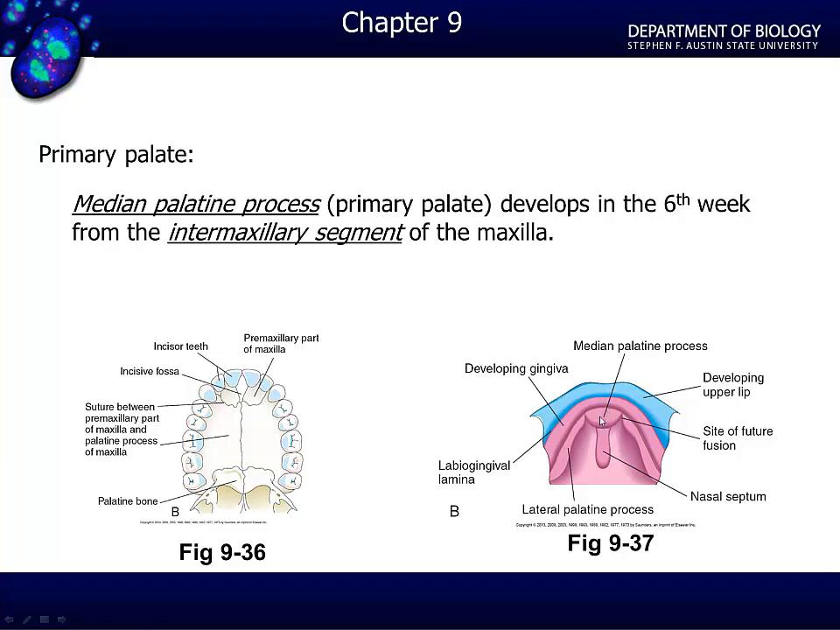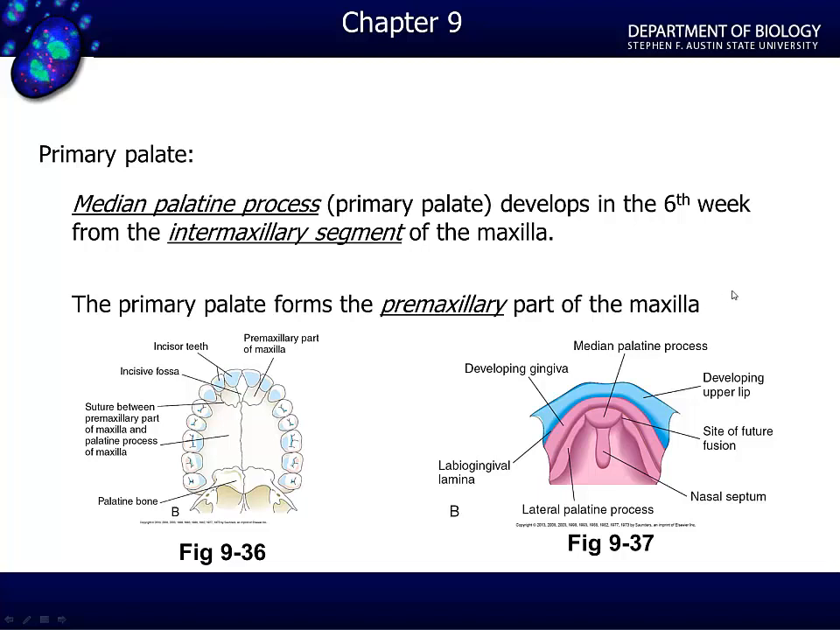And so what we're going to be working with now is we've got our nasal septum that is growing down from the nasal cavity, and we have this structure, this median palatine process, that is forming from that intermaxillary segment as well. This is going to form the primary palate from the intermaxillary segment, and we're also going to have lateral palatine processes that are going to be growing in from the edges. So all of these are going to contribute together to form our palate. And we've already said here the primary palate is going to form that premaxillary part of the maxilla.